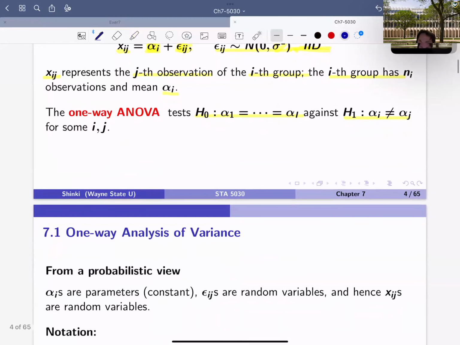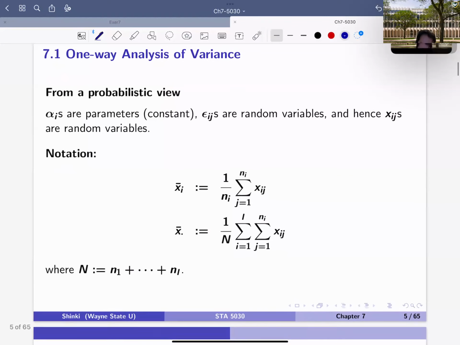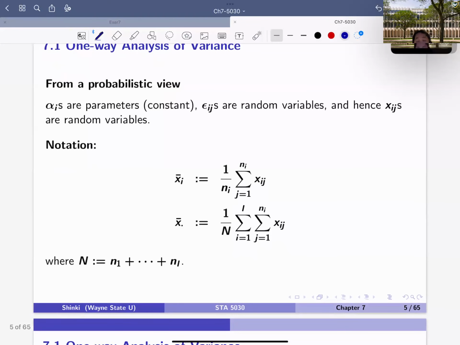So in a real world example for 3 groups, usually we want to see if alpha 1 is different from alpha 2, or alpha 1 is different from alpha 3, alpha 2 is different from alpha 3. So we want to ask these questions, but here the null hypothesis is a little different. So everything are the same, and against some pairs are different. Yeah, and the alpha i's are parameters. So this is the population mean of each group, and epsilon ij's are random variables.